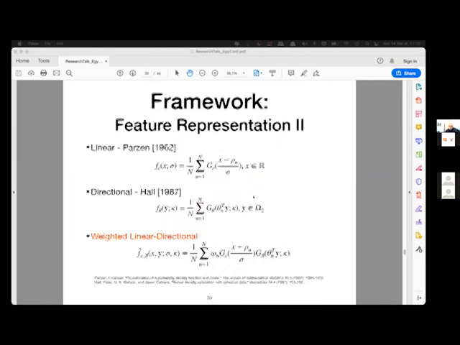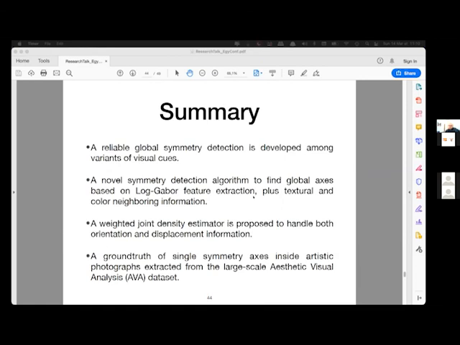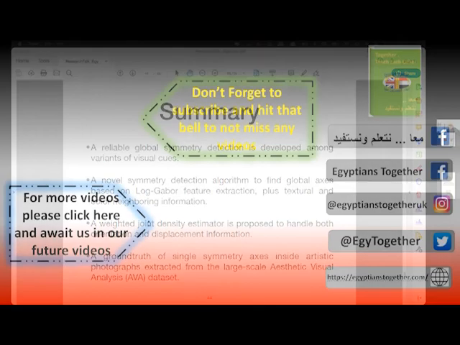Okay, I think I'll skip the rest and go to the summary. What we try to show in our representation is a reliable global symmetry detection. We focus on how to use Gabor to get better global access, together with the texture and color information. I didn't talk about this point, but we also provide a ground truth for single symmetry inside artistic or professional images, by using the AVA dataset, which is a larger dataset built before.